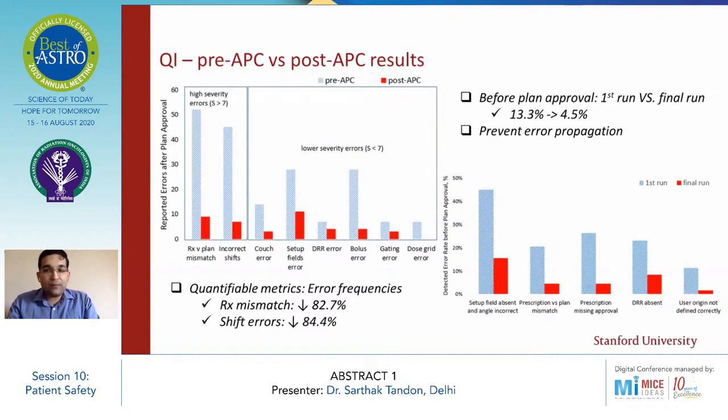As various quality improvement measures were implemented in the clinic to prevent errors in treatment planning, corrective actions taken to alert staff resulted in certain corrections. What they found out was that before plan approval, the first run versus final run, there was a sharp drop from 13.3 to 4.4%. So what does it mean? It means that they were preventing error propagation, and this was statistically significant.